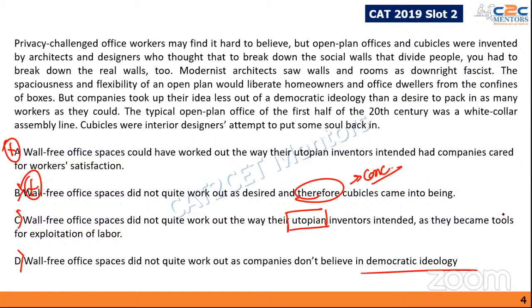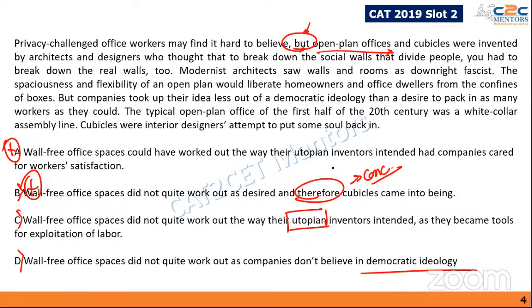ठीक है, आई एम गोना गो बैक, आई एम गोना चेक व्हाट्स गोना बी द प्रॉपर आंसर. ओके, लेट्स चेक दिस आउट. प्राइवेसी चैलेंज्ड ऑफिस वर्कर्स मे फाइंड इट हार्ड टू बिलीव, कॉमा, बट ओपन प्लान ऑफिसेस, मतलब यहां पे बट आया, मतलब इसके आगे वाली लाइन इंपॉर्टेंट है. बट ओपन प्लान ऑफिसेस एंड क्यूबिकल्स वर इन्वेंटेड बाय आर्किटेक्ट्स एंड डिजाइनर्स हु थॉट that to break down the social walls that divide people, comma, you have to break down the real walls too.